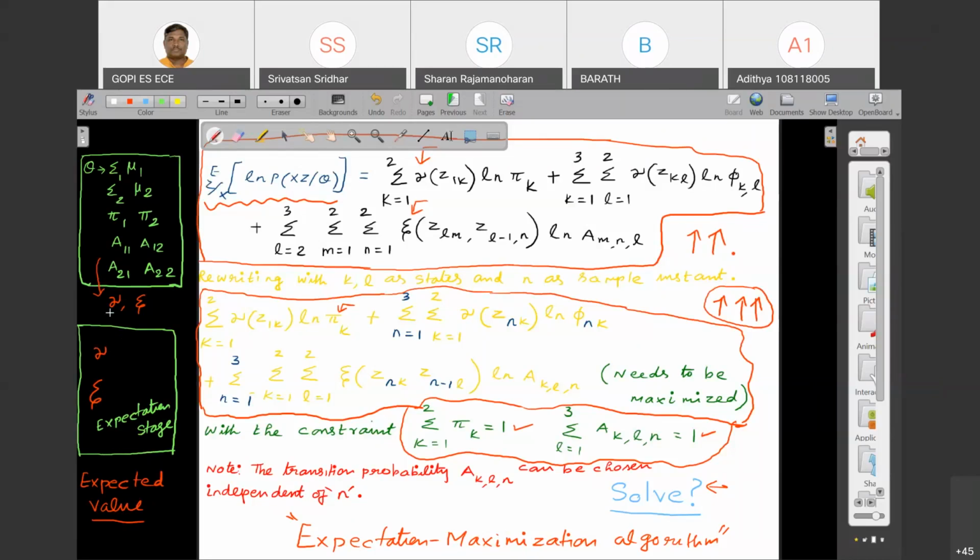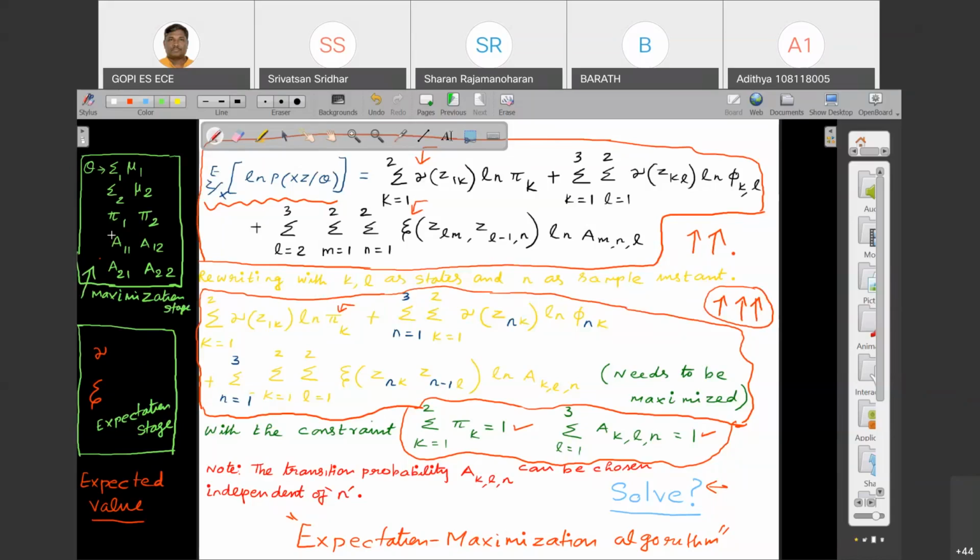So now, by maximizing this expression, you are getting these unknown parameters in terms of gamma and zeta. This is what we call the expectation stage. Sorry, this is the maximization stage, right? Because you are trying to maximize this equation and get an expression for sigma 1, mu 1, sigma 2, mu 2, and so on, in terms of gamma and zeta. This is called the maximization stage. And this is the expectation stage, right?